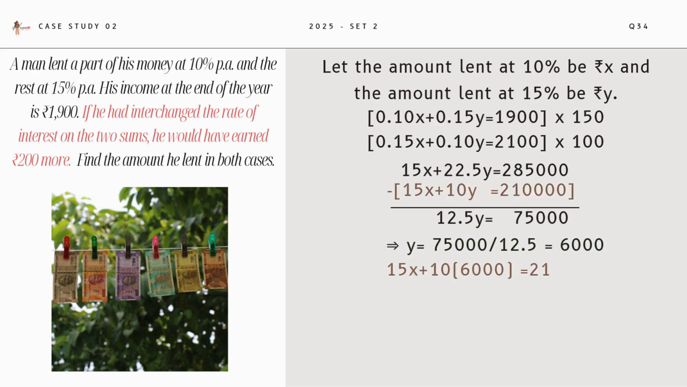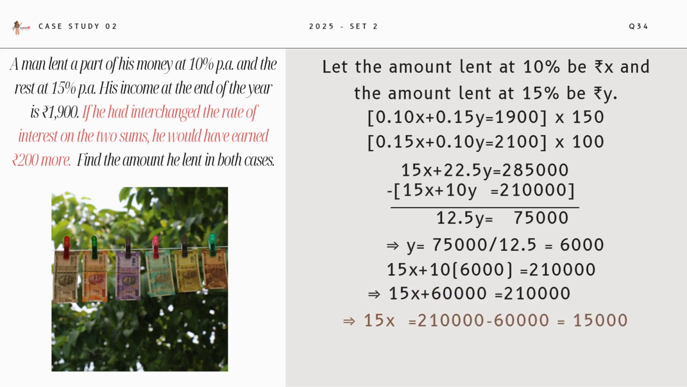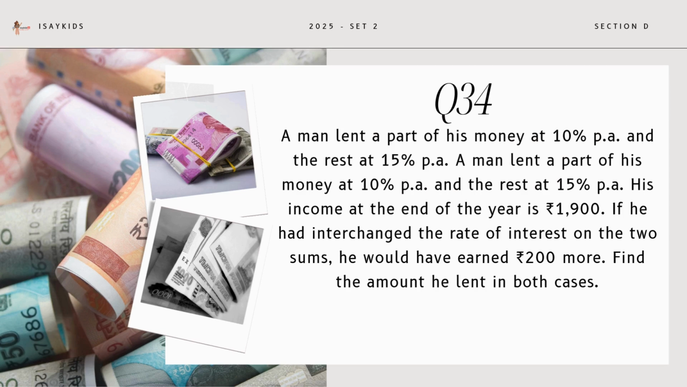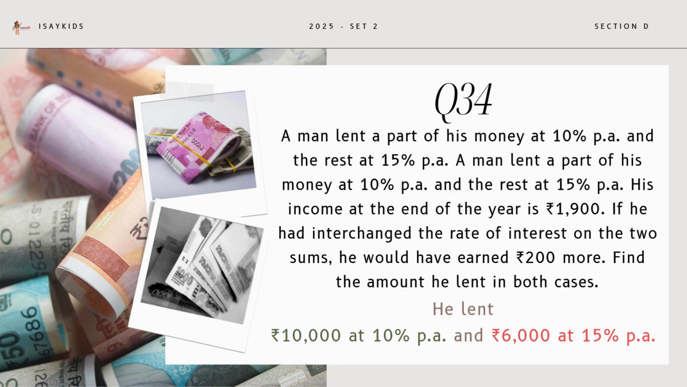Substituting the value of y in the above equation, we get 15x is equal to 1,50,000 and thus x is equal to 10,000 rupees. Thus, the man lent rupees 10,000 at 10% per annum and rupees 6,000 at 15% per annum.